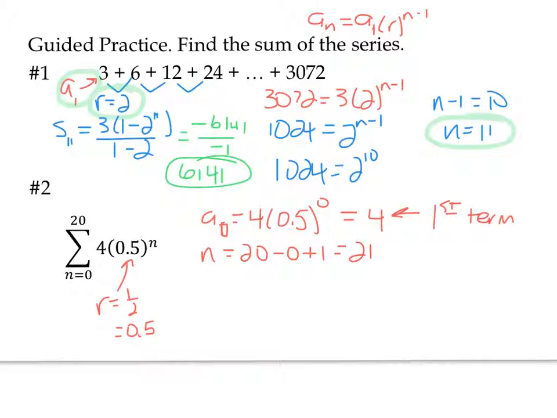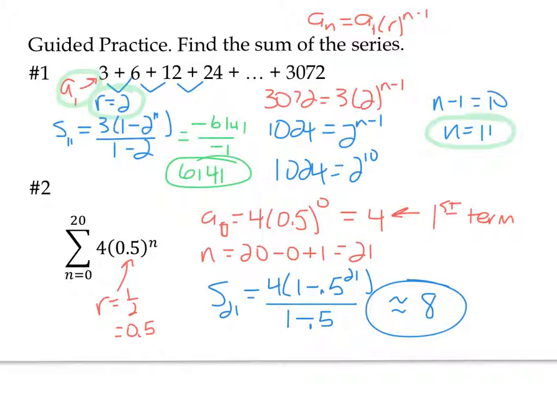Right? So now I can find my sum. The sum of the 21 terms here is going to be 4 times 1 minus 0.5 to the 21st over 1 minus 0.5. I like to put it in as a decimal. I think that's going to be easier. But if you put 1/2 in instead of 0.5, it'll come out the same. And so when you do this calculation, it's going to come out to about 8 if we round it, 7.9, a bunch of 9s. So depending on where you round to, we'll say it's about 8 for the sum of that series.